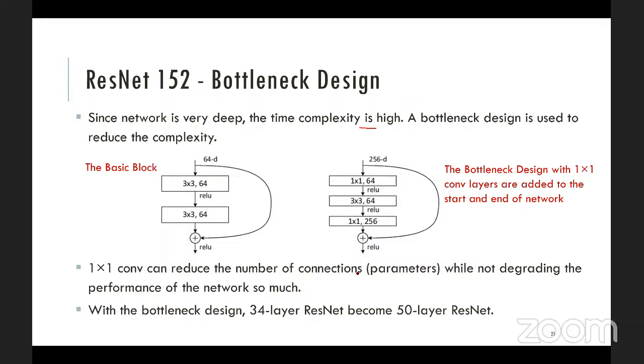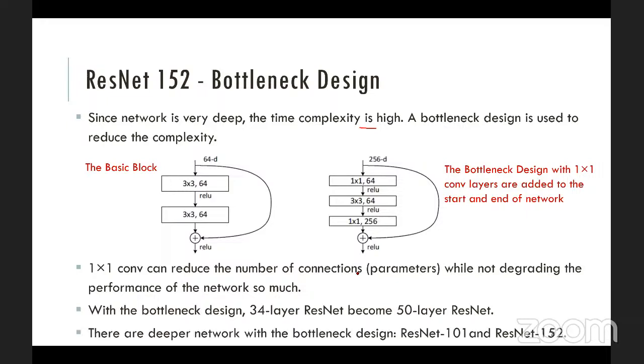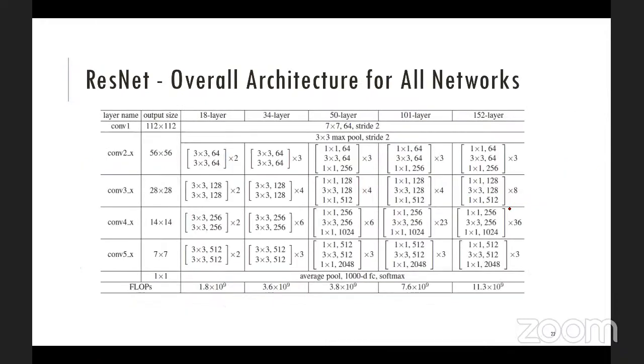So this is your ResNet architecture, and with the bottleneck design we have deeper networks, for example ResNet 152, ResNet 101, like that. Here is the overall ResNet architecture. You can see 18 layer, 34 layer, 50 layer, 101 layer, and 152 layer. All details are given: 7x7 filters and 64 filters here, max pooling with stride 2. And here you can see the filtering is done. So stride is 2, not 1.